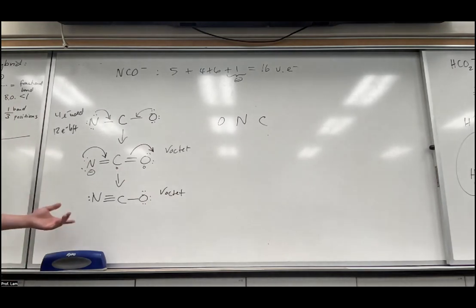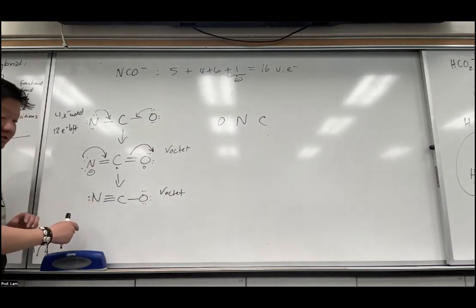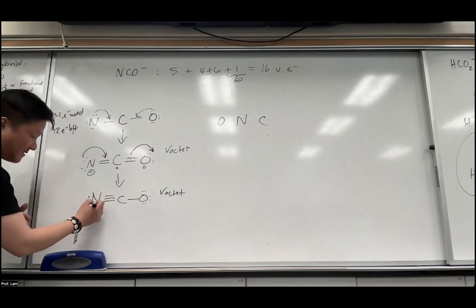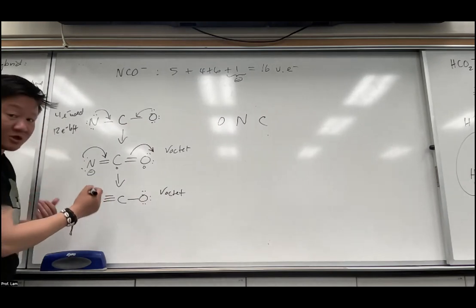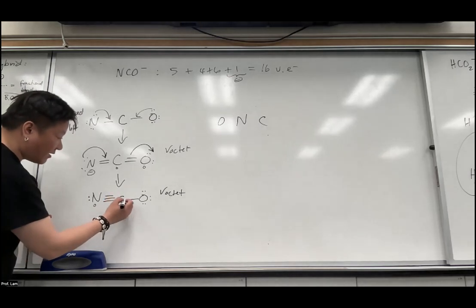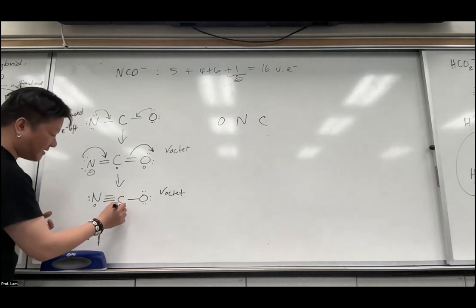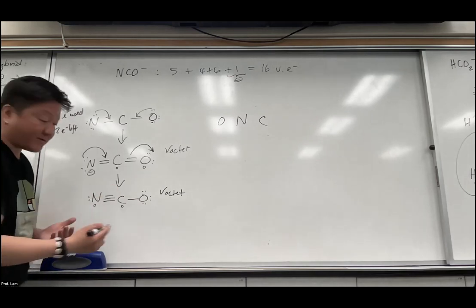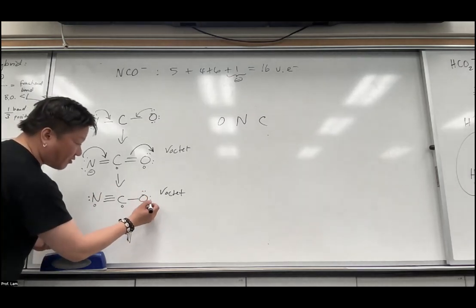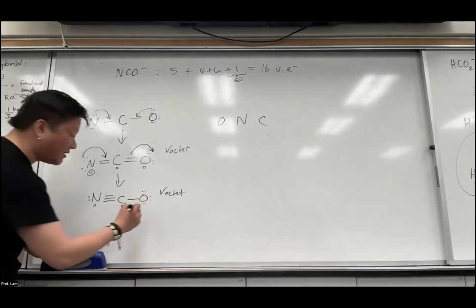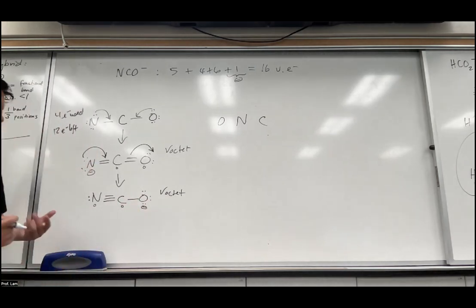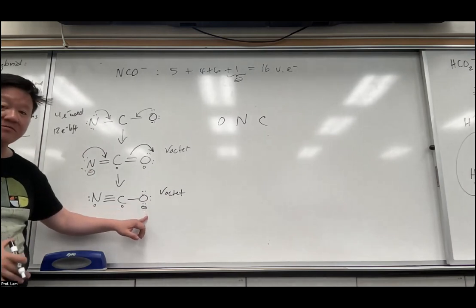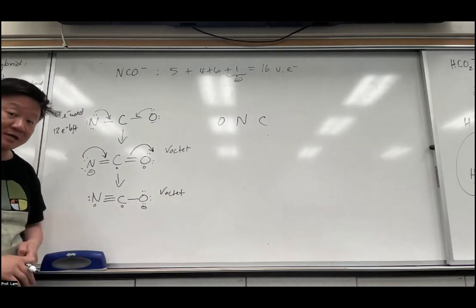Then let's check formal charge. Nitrogen should have 5 electrons. Does it? 1, 2, 3, 4, 5. Yes, so it's 0. Carbon should have 4 electrons. So 1, 2, 3, 4. Yes, so 0. And then oxygen should have 6, right? In this picture, it has 1, 2, 3, 4, 5, 6, 7. It has an extra. So yes, look at that. We've successfully made oxygen carry the negative charge, which it should because it's the most electronegative atom.